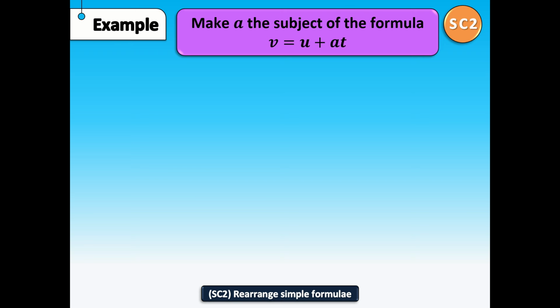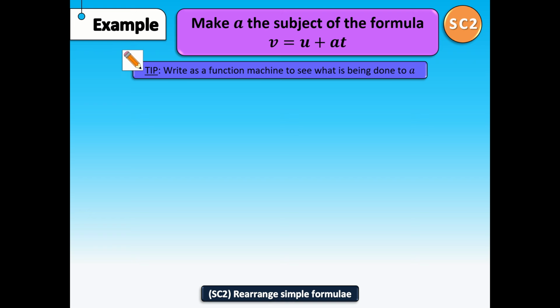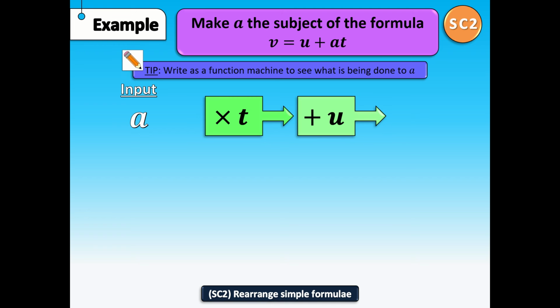So in this question, we want to make a the subject of the formula, and the formula is v equals u plus at. So we write a function machine of what is being done to a. So at means we're timesing it by t, and then we're adding u, and that's how we get v. So to make a the subject of the formula, we've got to work backwards, doing the opposite.